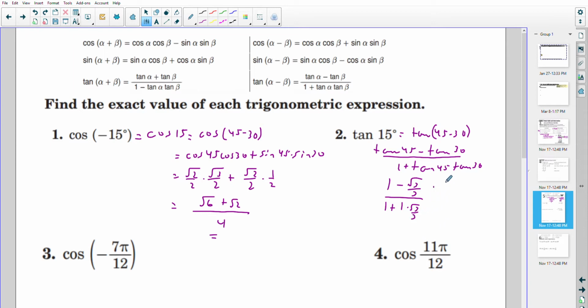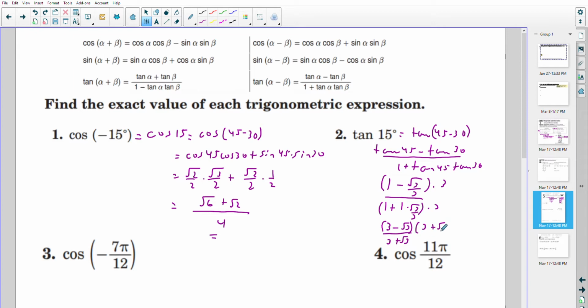I multiply top and bottom by 3 and distribute. And so this becomes 3 minus square root of 3 over 3 plus square root of 3. Again, you're looking at distributing that negative 3 all the way through. At this point, this is an answer. Technically, you could have a better answer if you multiply by the conjugate of the bottom. So let's just go ahead and do that.